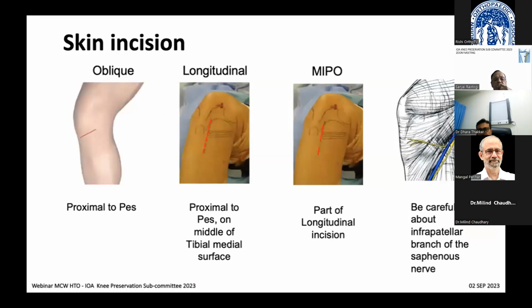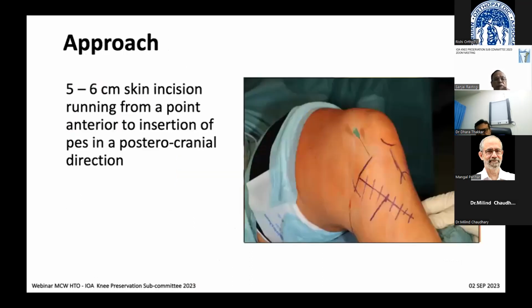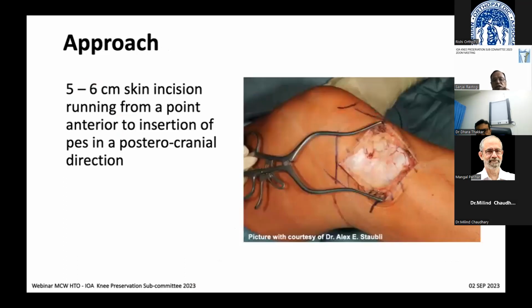The skin incision has evolved with passage of time. Now we use a mini incision, which is 5 to 6 centimeters, just proximal to the pes, and it also avoids damage to the infrapatellar branch of saphenous nerve. The incision runs from a point anterior to insertion of pes in a posterior cranial direction.